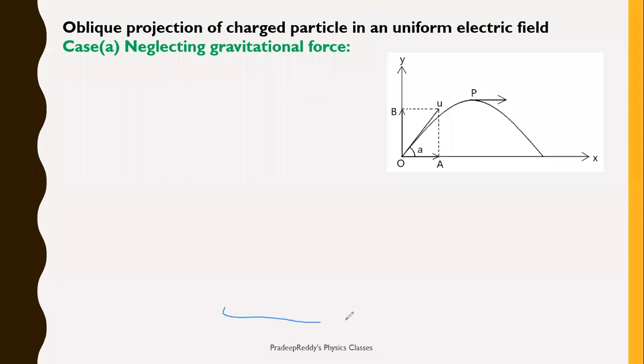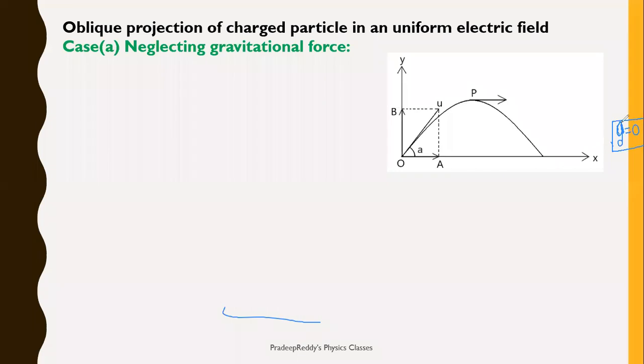Now let us consider oblique projection of a charged particle in a uniform electric field, neglecting gravitational force. So the acceleration due to gravity along the y-axis we are considering as 0. I am not considering the gravitational force in this example. Later, in the next slide, we will be considering the gravitational force.